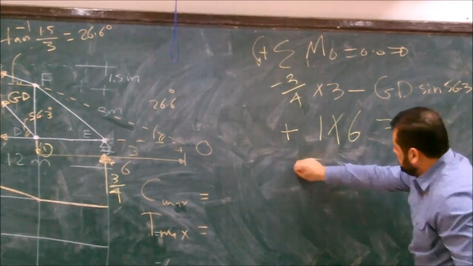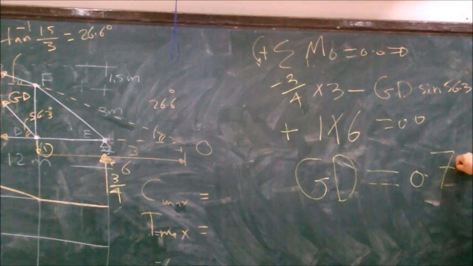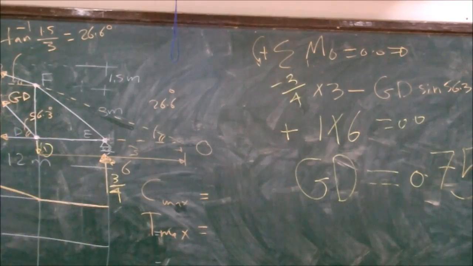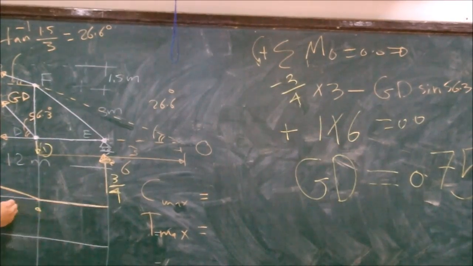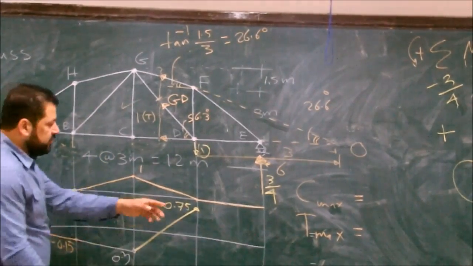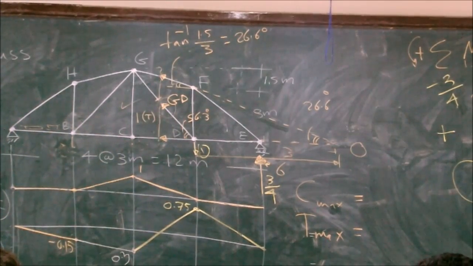GD equal 1.75 tension. Check it. 1.75 tension. You connect straight line. Then you know it's 0 here. That's it. That's the influence line for the force in member GD, the influence line due to one moving load.